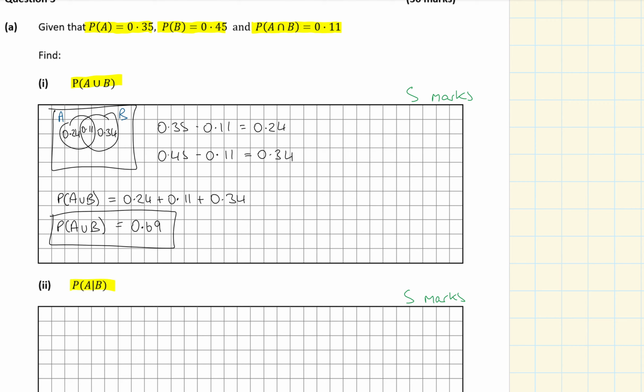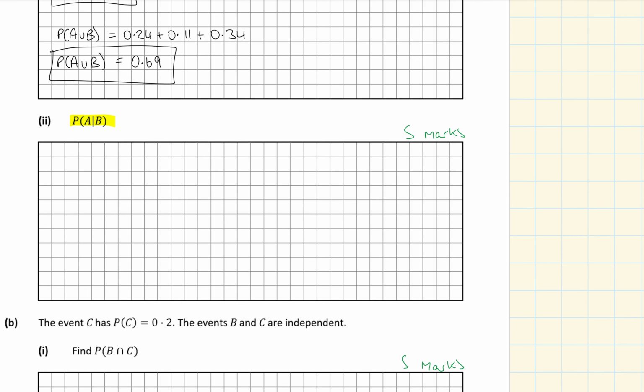Part 2 then, conditional probability. They want the probability of A given B. So I'll write out our formula. You need to memorize this. It's not in your log tables. That's the probability of A intersection B all over the probability of B, whatever is given, the second part. If it was a word problem, they'd have the word given, so it's conditional probability.